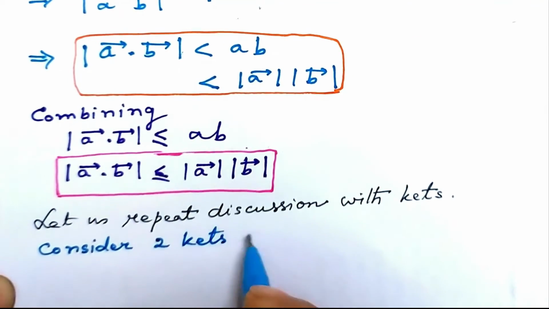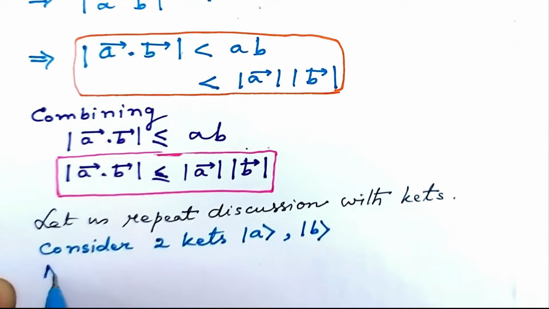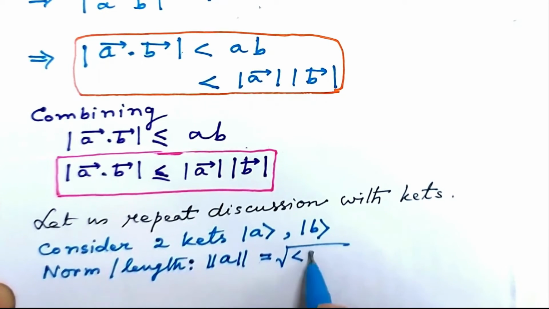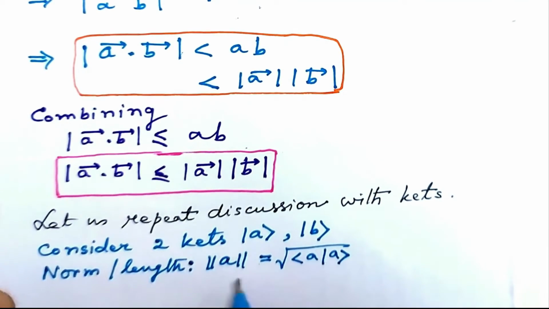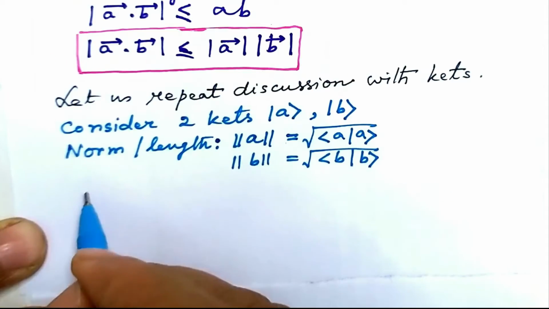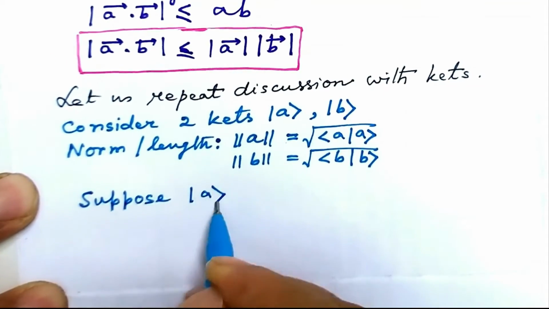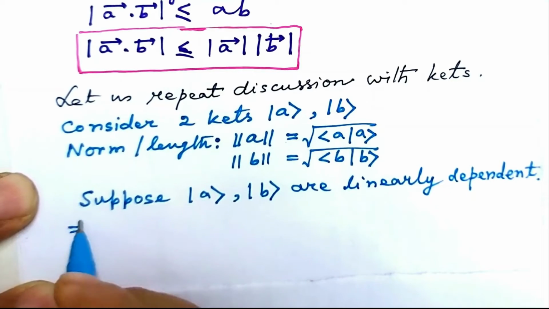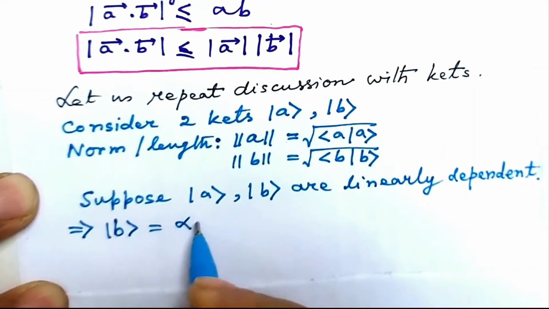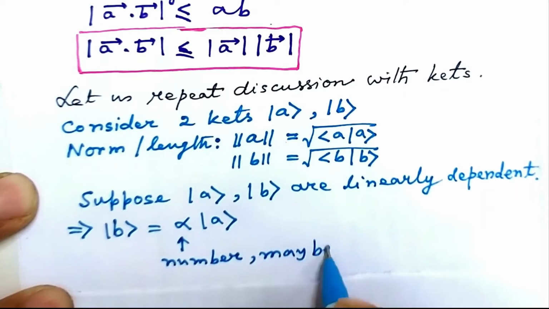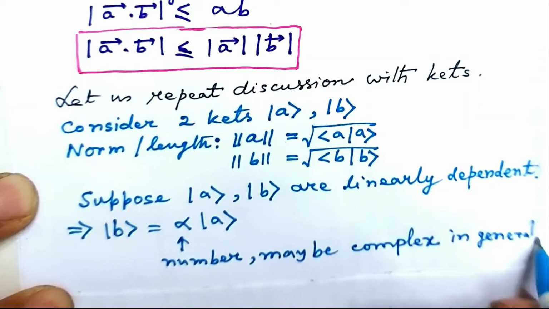Consider two kets, ket A and ket B. The norm or length of the kets are: norm of ket A equals the square root of bra A ket A, and norm of ket B equals the square root of bra B ket B. Suppose ket A and ket B are linearly dependent. This means ket B equals alpha times ket A, where alpha is a number, maybe complex in general.